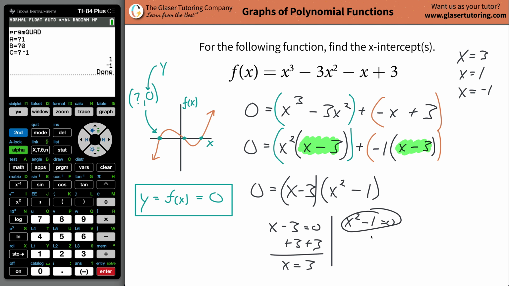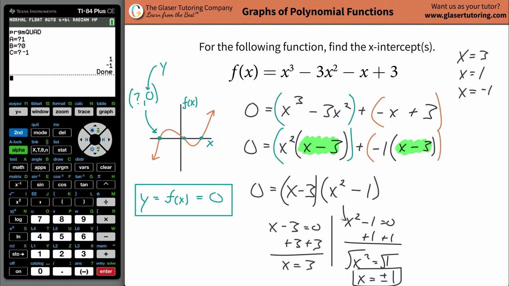Now, how do I solve this though? I mean, like I said, you could find the binomials there, you could factor it, or what you can do is add 1 to both sides. You got x squared is equal to 1. Square root both sides and realize the square root of x squared is just x, and the square root of 1 is plus and minus 1.